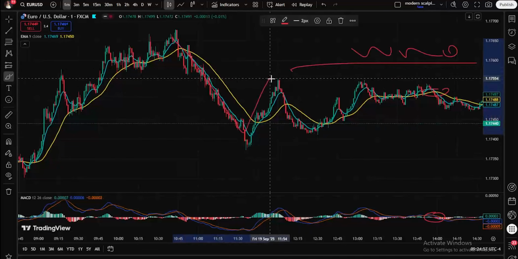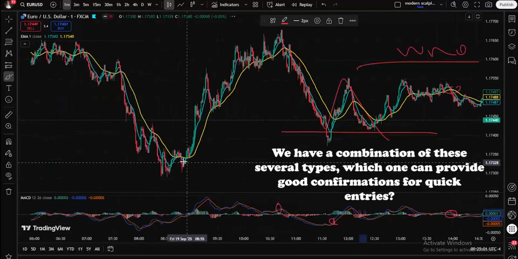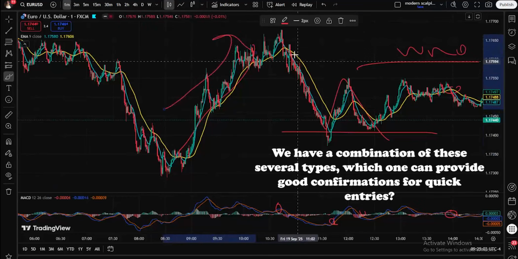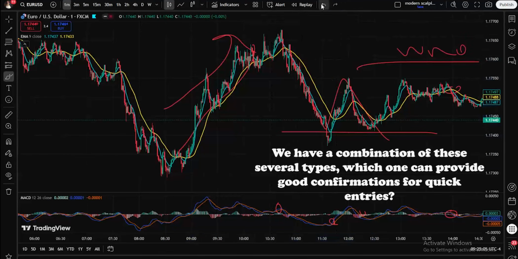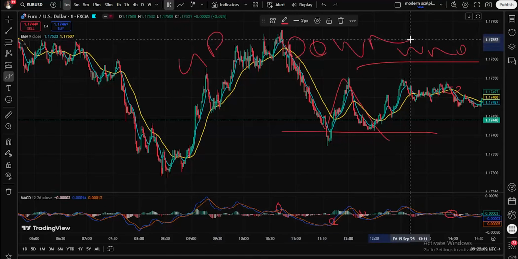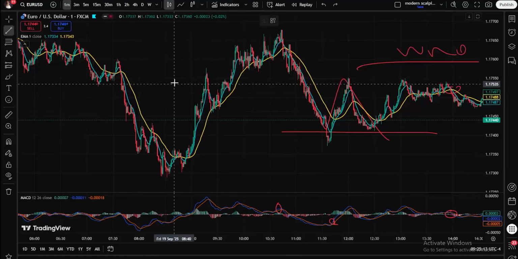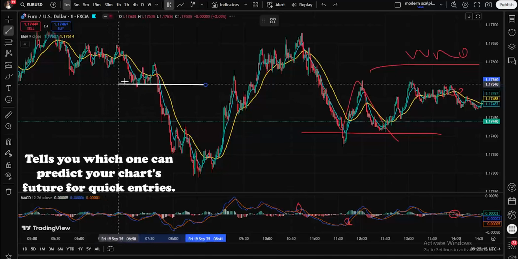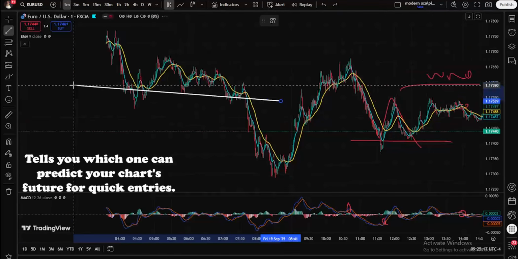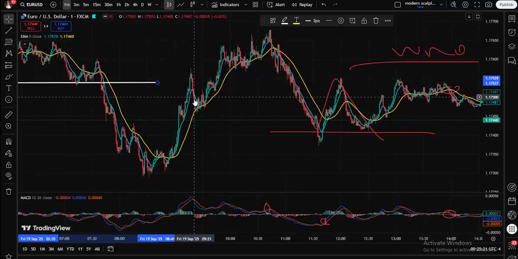MACD itself is a combination of two EMAs, EMA 12 and EMA 26, plus a signal line, which is EMA 9. This indicator helps us understand how strong the trend is and when it changes. Now, when we put EMA 9 or 21 separately on the chart and compare its signals with MACD, we can understand which combination is more accurate.